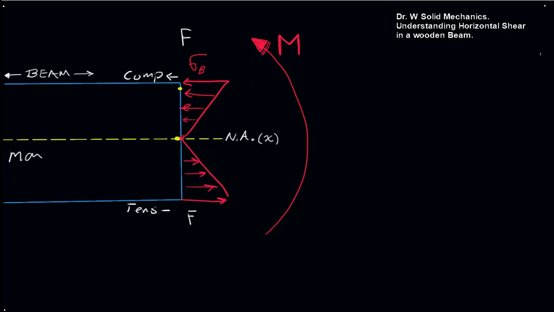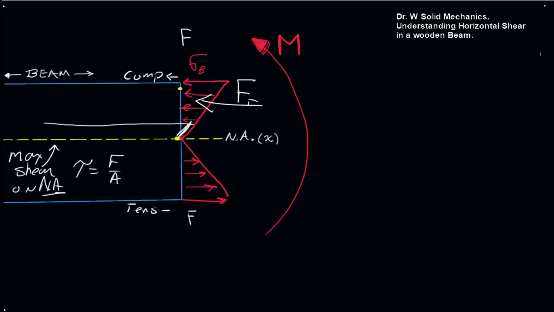So the maximum shear would occur on the neutral axis due to the fact that these forces would be the largest. And if we'd like to calculate this shear stress, it would be force per unit area, where this would be the force, and the area is the area of this plane along the beam down here. So this force is trying to shear the beam apart along that area.